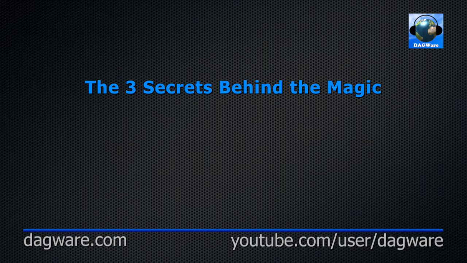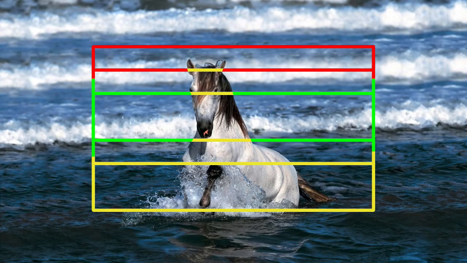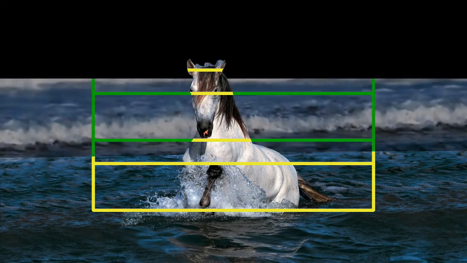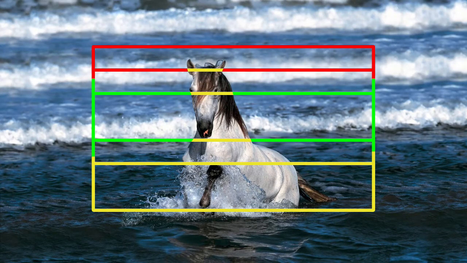Do you believe in magic? I've taken our 3-layer image and drawn a grid on each layer. The foreground layer's grid is yellow, the middle ground is green, and the background is red. When we start out, everything lines up, but watch what happens.